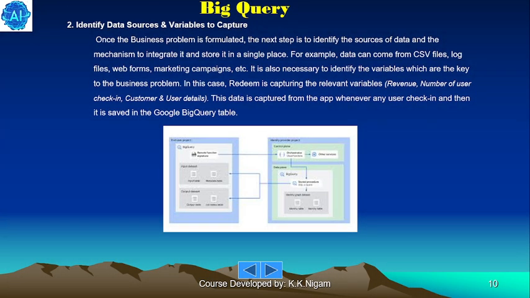It is also necessary to identify the variables which are the key to the problem. In this case, Redeem is capturing the relevant variables: revenue, number of users, check-ins, customers, and user details. This data is captured from the app whenever they use check-ins, and then it is saved in a Google BigQuery table.